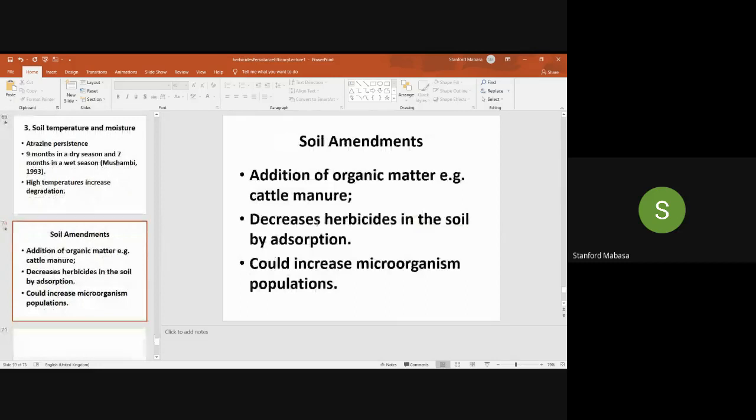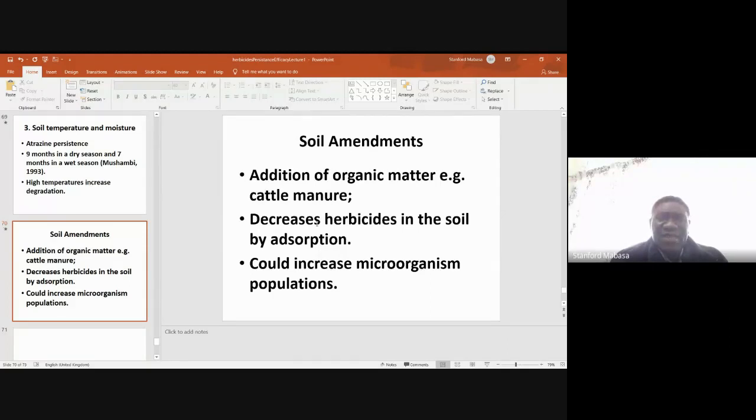Soil amendments can also influence herbicide persistence. For example, addition of organic matter, e.g. cattle manure, can decrease herbicides in the soil by adsorption. Another aspect is that organic matter may increase microorganism populations, which can decrease herbicide persistence.